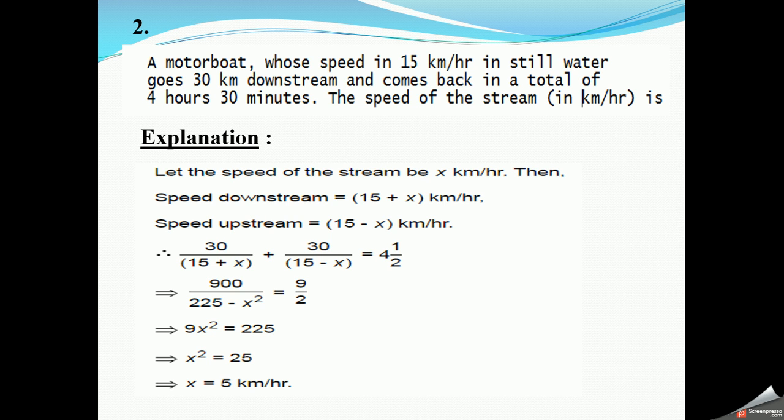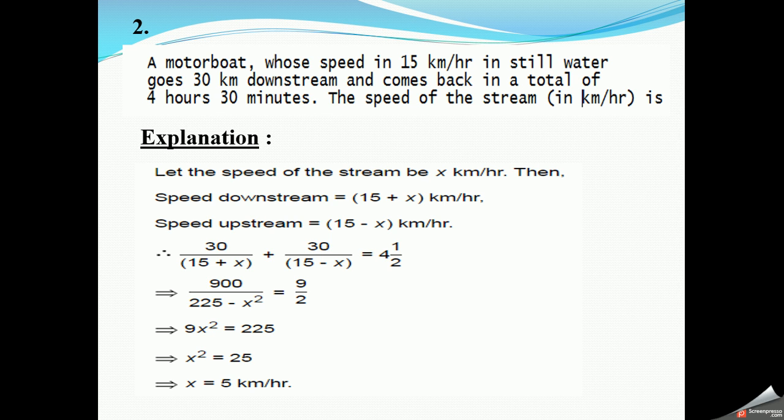It is given that it takes 4 hours 30 minutes to go downstream as well as upstream. So 4 hours 30 minutes is nothing but the total time required to go downstream and upstream. We have to simply use the formula speed equals distance upon time, where we know the time and the distance equals 30 km downstream and 30 km upstream.